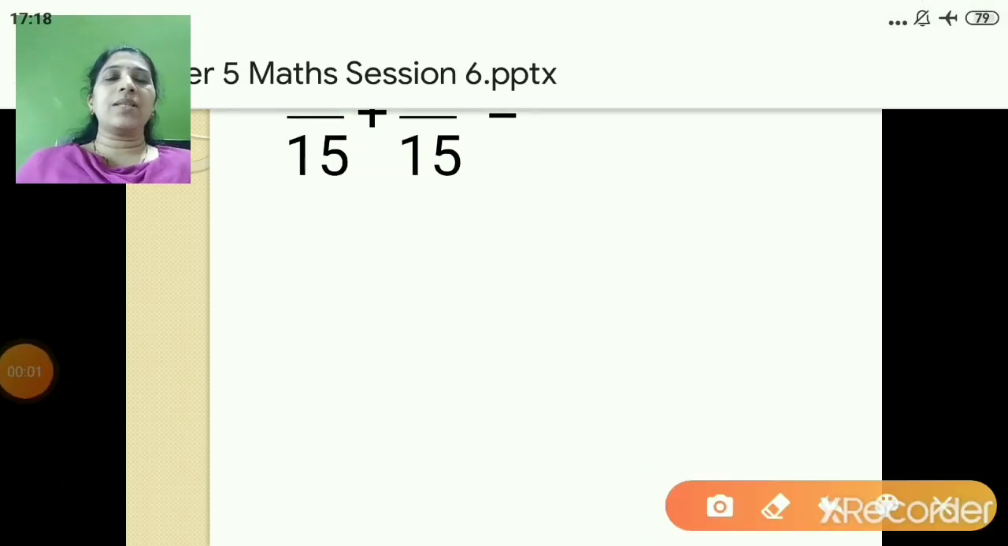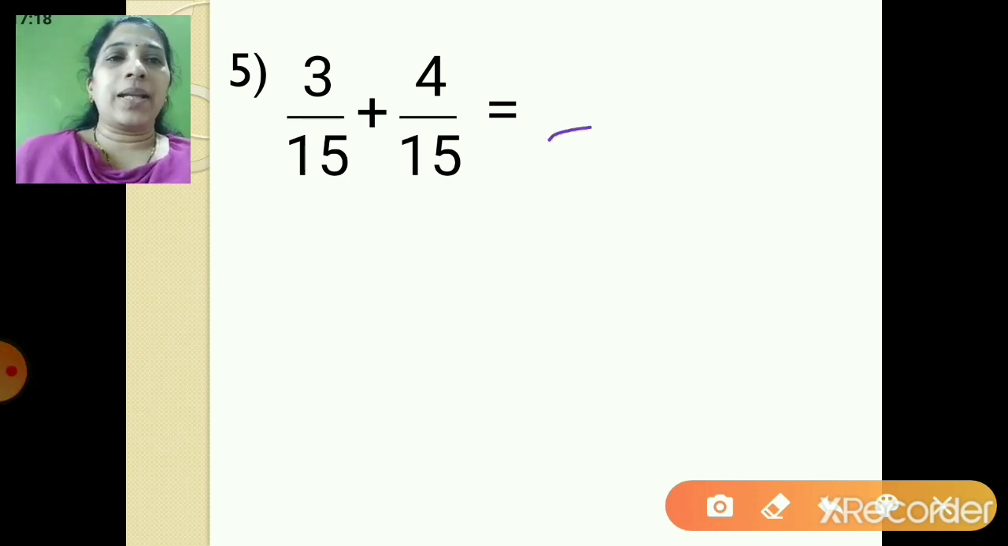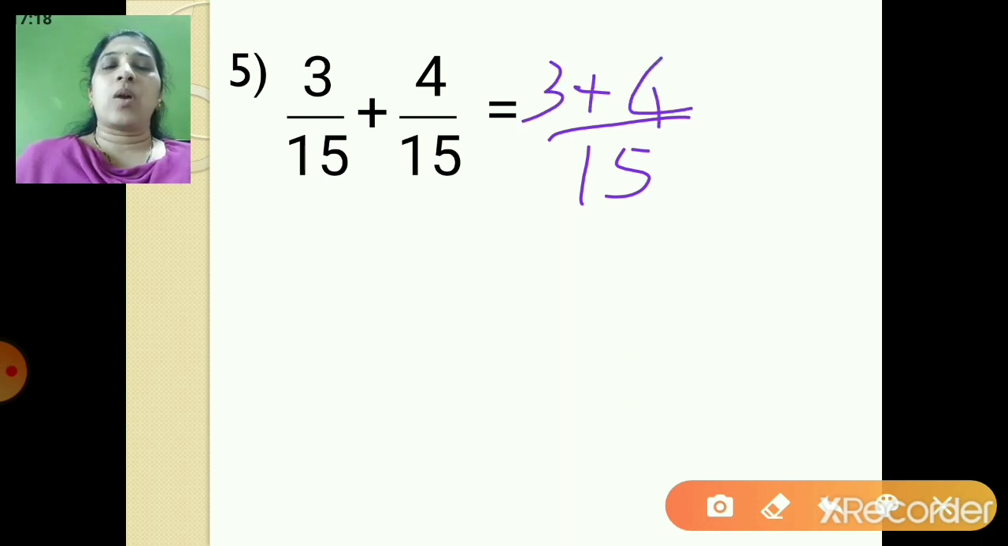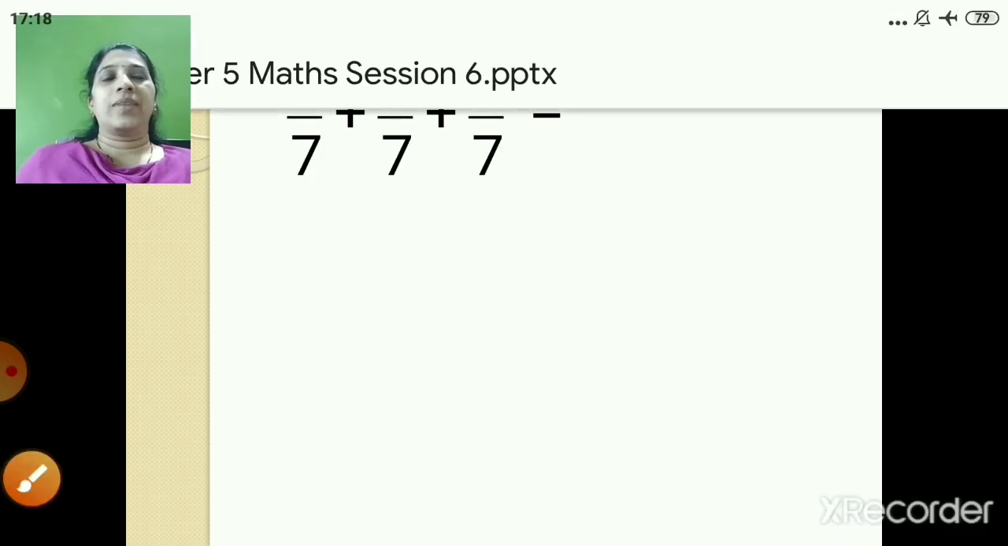So fifth sum is 3 upon 15 plus 4 upon 15. So we are going to keep the denominator as it is, that is 15, and we are going to just add the numerators, that is 3 plus 4. So what is 3 plus 4? 3 plus 4 is 7. So 7 upon 15 is your answer. Before that, just check whether it is further divisible. No, it is not further divisible, right? So let's move to the next one.